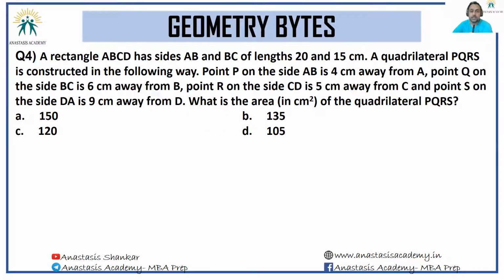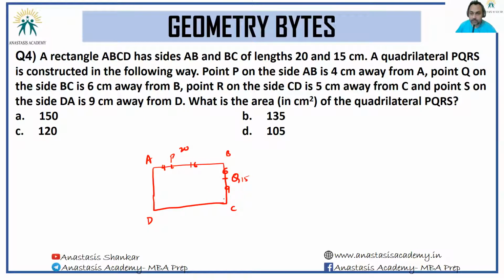Next, a rectangle ABCD has sides AB and BC of lengths 20 and 15. So A, B, C, D, this is 20, this is 15. A quadrilateral PQRS is constructed in the following way. Point P is on the side AB 4 centimeter away from A. So this is P, this is 4, this is 16. Point Q is on side BC 6 centimeter from B. Okay, this is 6, this is 9, this is point Q.